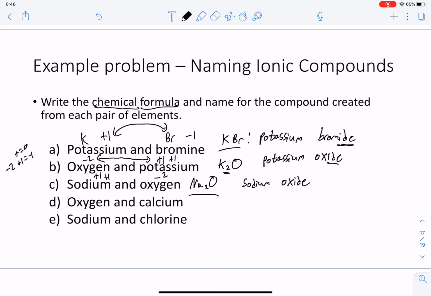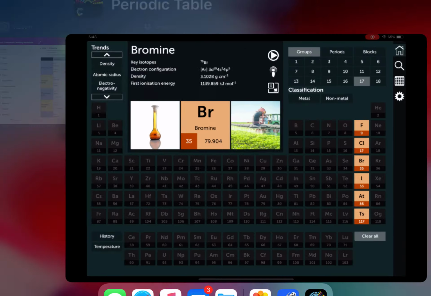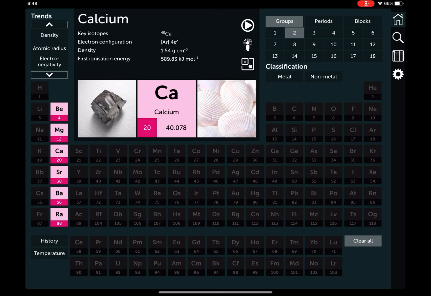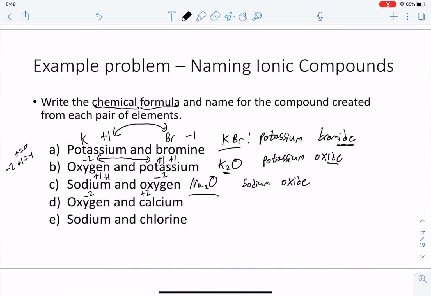Second last one, oxygen -2 again. Man, lots of oxygen. And then calcium is +2. That's in the second group, number 20, so it forms a +2 charge. These guys form a 1-to-1 ratio, right? They cancel out immediately. So that's just going to be CaO, and that's calcium oxide.